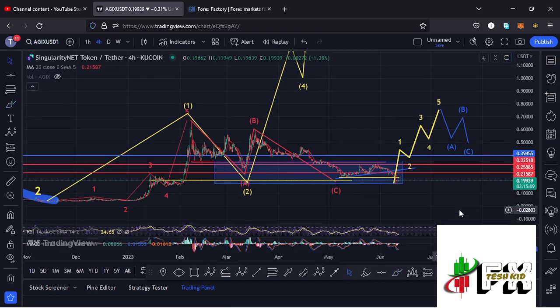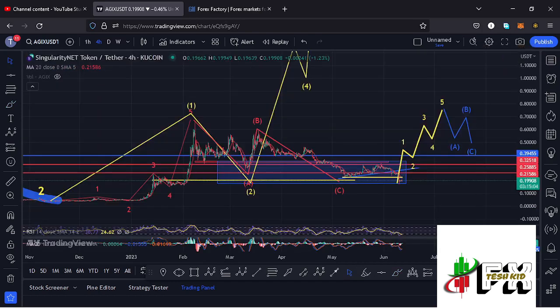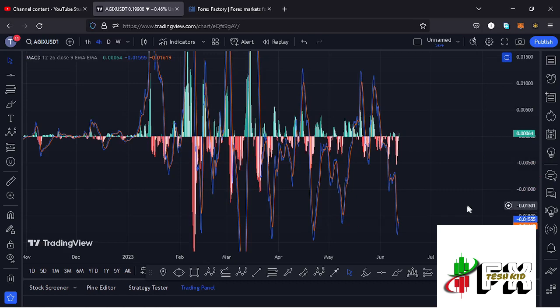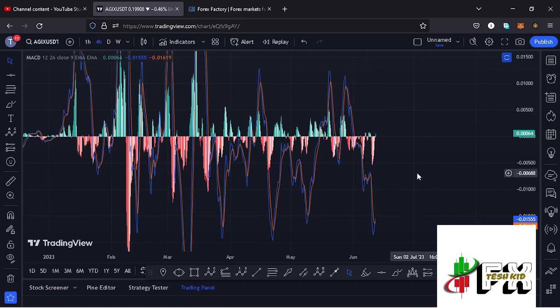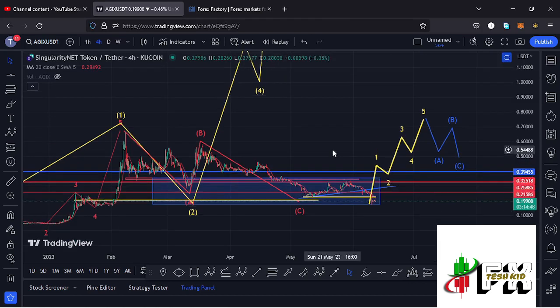Also taking a look at the indicators on the RSI, we are trading at around the 31 mark. Also taking a look at the MACD, we have been able to print a bullish cross, fully supporting higher prices. So let's be patient and see how that plays out, and I'll be keeping you updated.